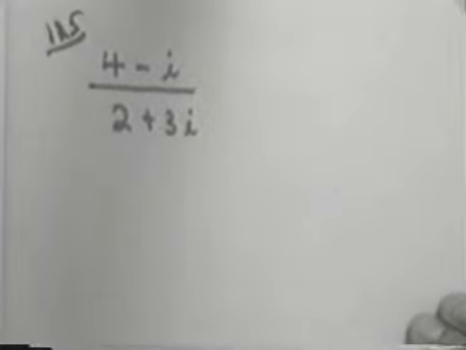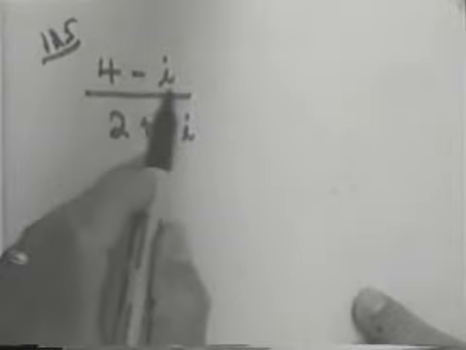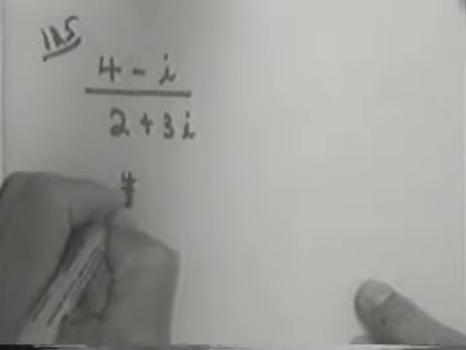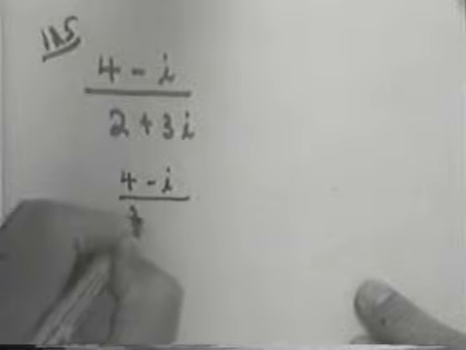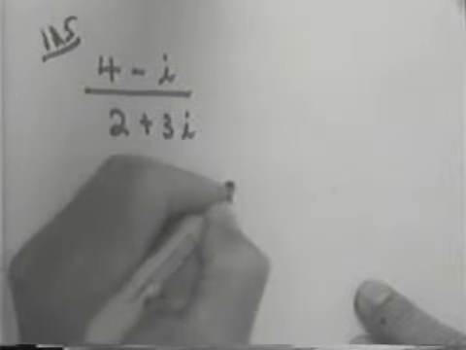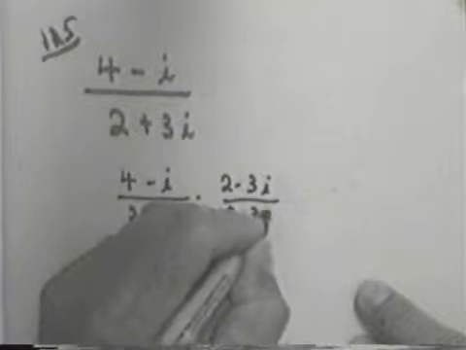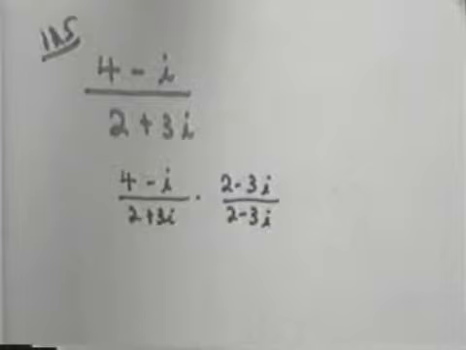Now let's look at a division. Well, to divide radicals earlier, we had to multiply by the conjugate. We're going to use exactly the same procedure to divide complex numbers. So to divide 4 minus i by 2 plus 3i, I'm going to multiply by the conjugate. So it'll be (4 - i) over (2 + 3i) times (2 - 3i) over (2 - 3i). I multiply both numerator and denominator by the conjugate of the denominator.